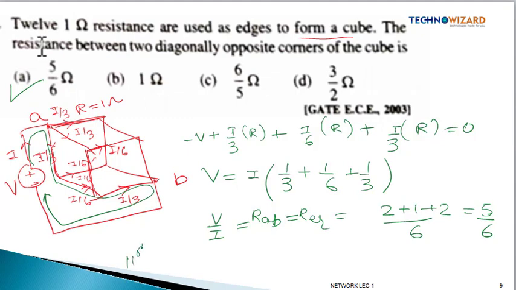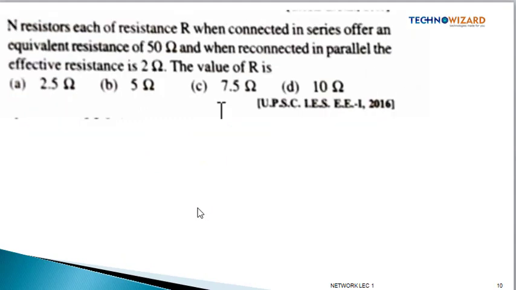Similarly, if they ask about inductance between AB, that will also be the same, that is 5 by 6 of L. Here if L is 1, the answer will be 5 by 6 only, right? So now let's see the next question.